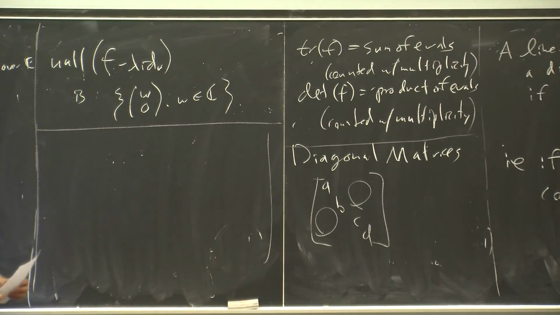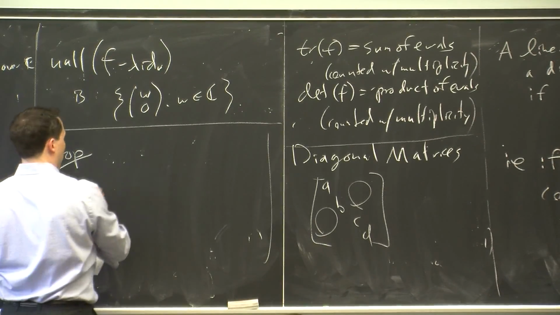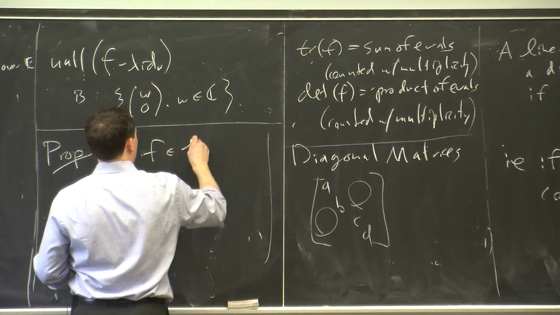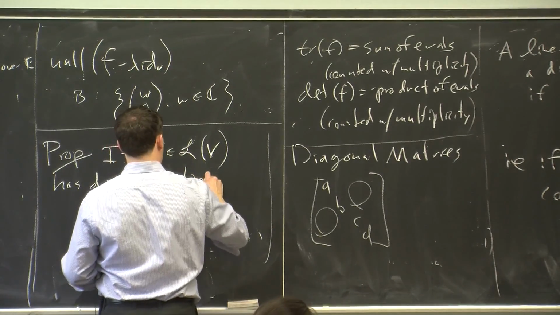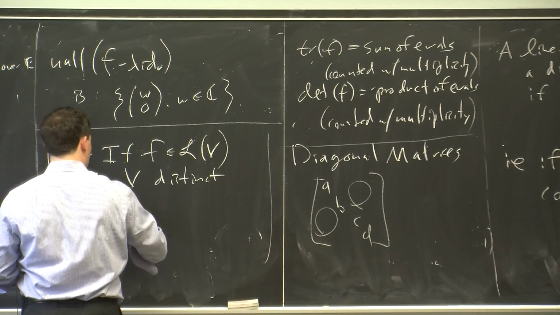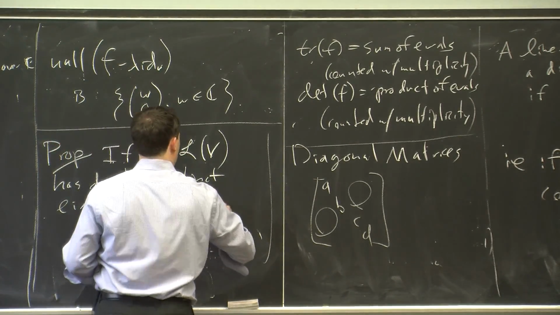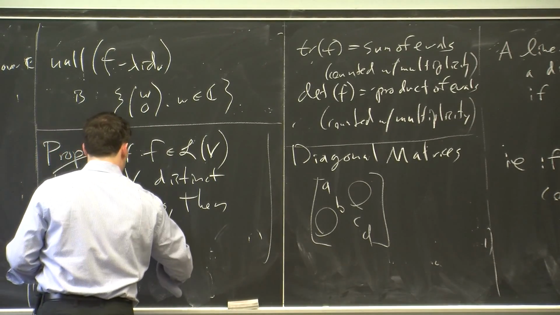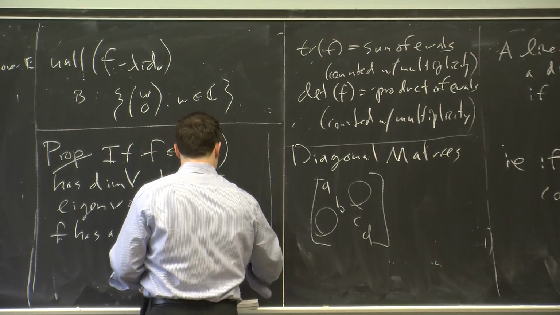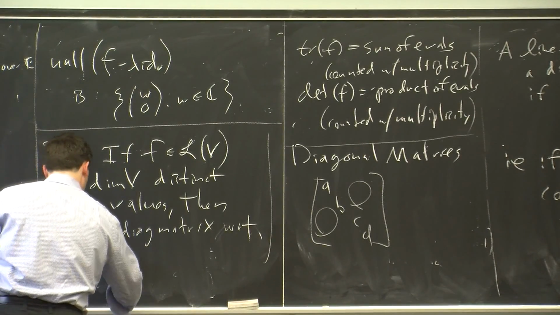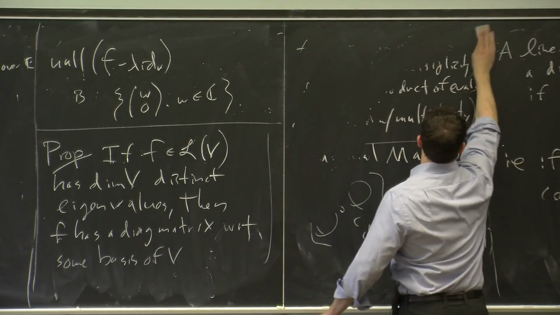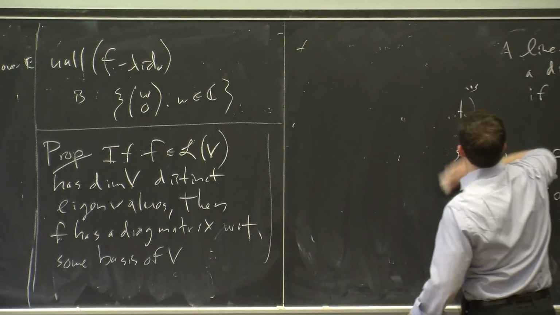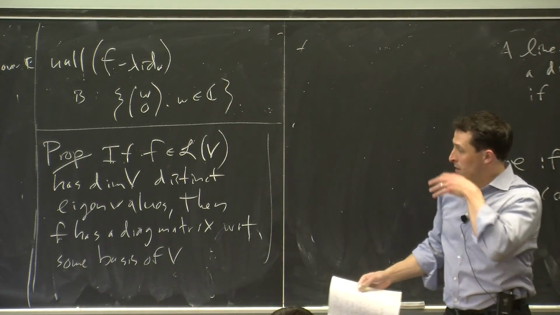Okay, so I said that these spectral theorems that we'll get to will tell us exactly when a diagonalizing basis exists. But here's a sufficient condition that connects with something we've already done: if I have a linear operator f in L(V), and it has dim V distinct eigenvalues, so it's n-dimensional and has n distinct eigenvalues, then f does have a diagonal matrix with respect to some basis of V. So this is enough to have a diagonal matrix, but not every diagonalizable operator has this property.